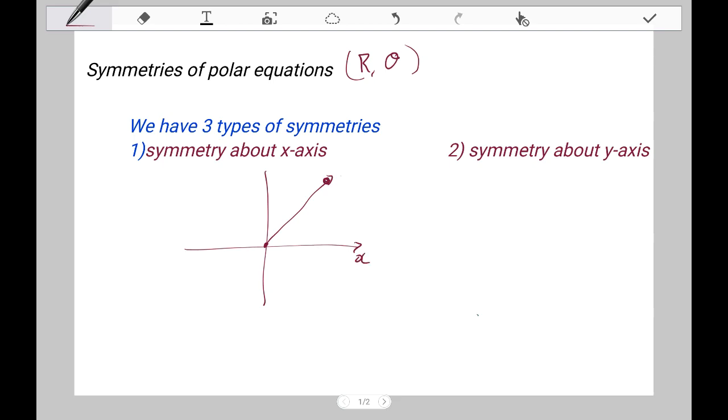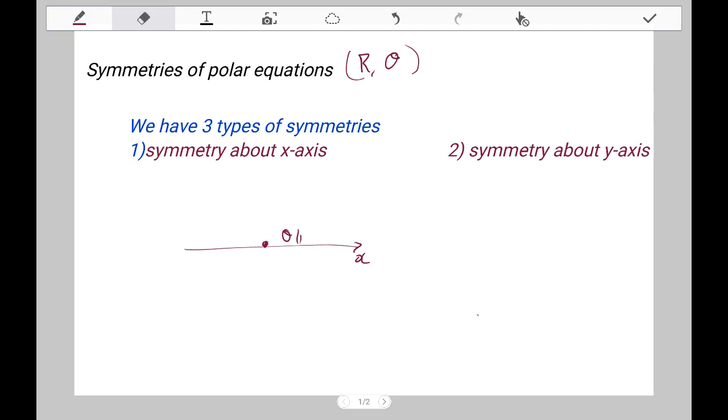So let's say you have a point here, point P. r is the distance from the center to that point in space, and theta is the angle counted from the positive x-axis to that point. So this is an example of polar coordinates. The polar coordinates are going to form a polar equation.